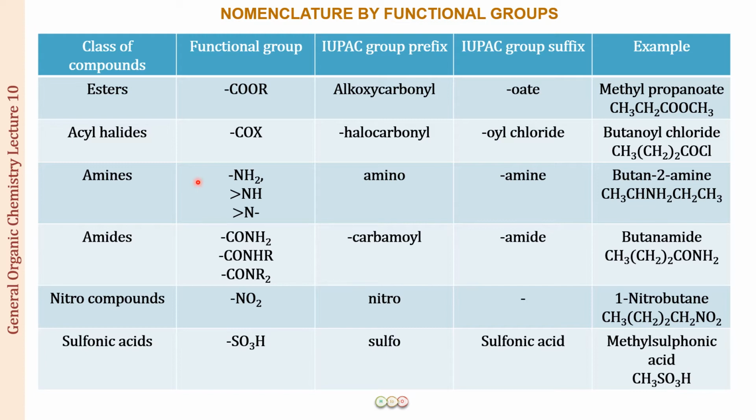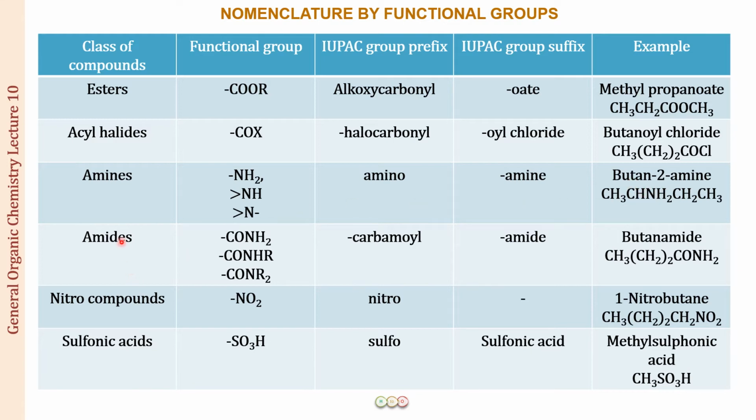How we are going to name them, we will be learning later on. I do not want to confuse you by giving you so many names over here. The prefix that we will be using is amino, whereas the suffix is amine. For example, over here you can see there is an NH2 group present at position number 2, so this becomes butane-2-amine.